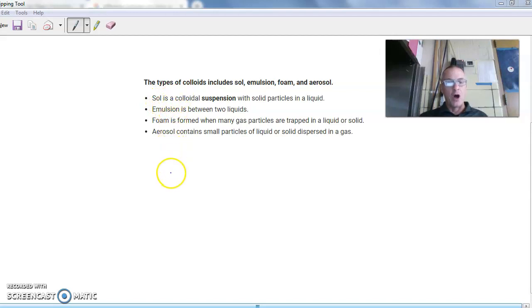Emulsion is a type of colloid between two liquids. So solid in a liquid is a sol. Two liquids is an emulsion. An emulsion, and we'll be talking more about an emulsion in a bit, but they are not miscible. They do not stay mixed together.